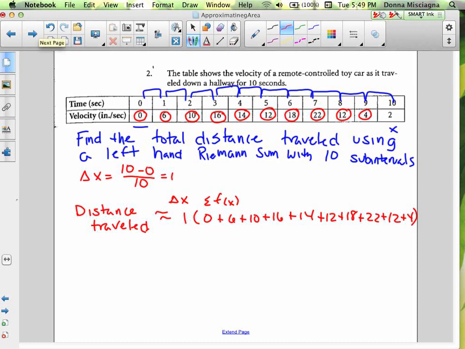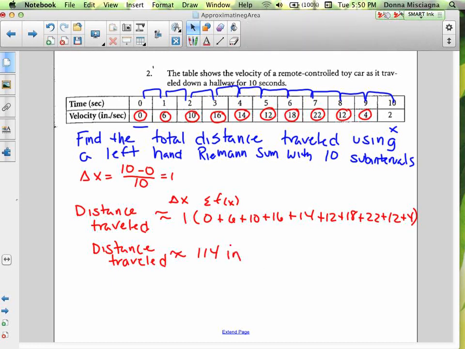And when we add those up, the distance traveled is going to be approximately 114. And of course, the same units, inches. If the velocity is in inches per second, the units for distance is going to be just inches. All right, there we go. There's the next one. Let's do one last one.